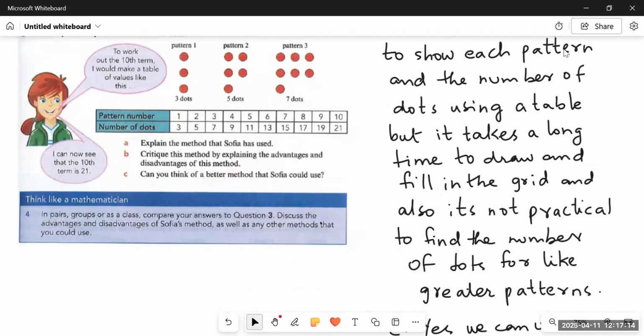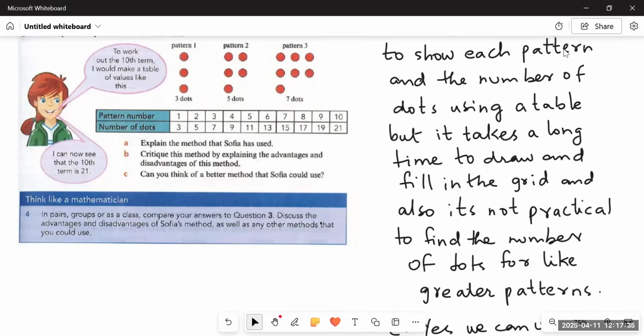Like for example, if we want to find out how many dots would be in the 50th term or in the 100th term, are we going to do the same? Are we going to add up till 50 or till 100? Or even if, let's suppose, I need to find out the number of dots in the 1000th term, is it possible for me to use this method?